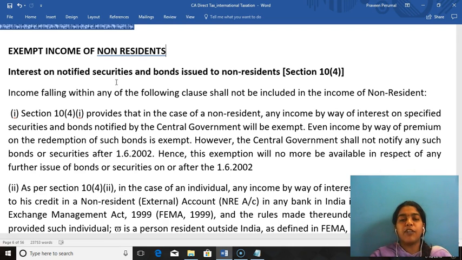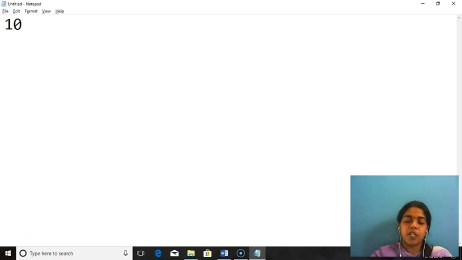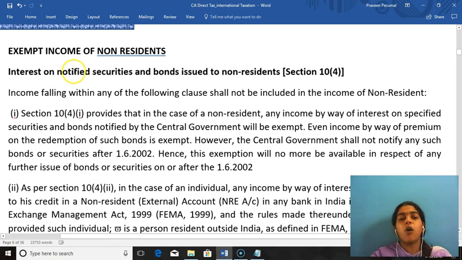One of the benefits is in the form of interest. So the first is section 10 subsection 4. What does section 10 subsection 4 talk about? Interest on notified securities and bonds issued to non-residents. The word used here is non-resident alone. So the interest on notified securities and bonds, which are being issued to the non-residents, is dealt with in section 10 subsection 4. Income falling within any of the following classes shall not be included in the income of non-residents. Why? It will be exempt.